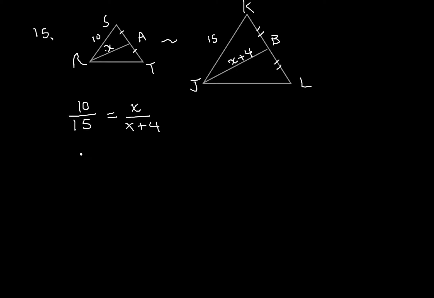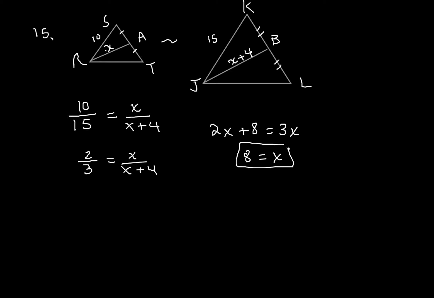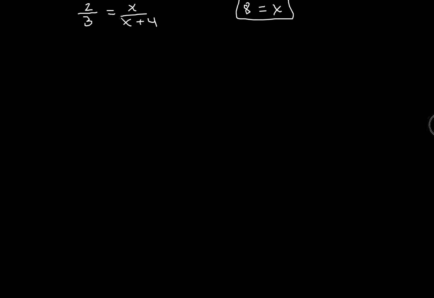I always reduce them. You don't have to. 2 over 3 equals x over x plus 4. Cross multiply, so you get 2x plus 8 equals 3x. And you're going to get 8 equals x. So on this one, they want you to know the lengths of the medians. So the first one is 8. The next one, this median right here, would be 12. And that's it. Quickly now, because this is getting long.